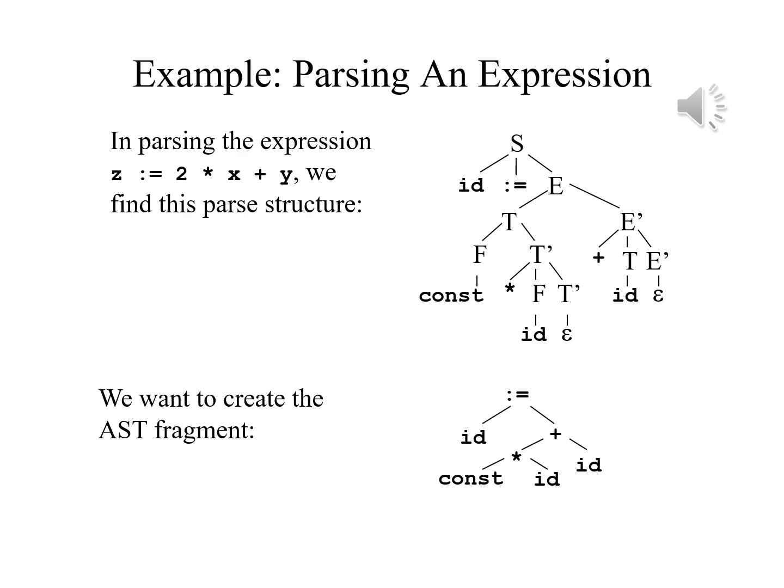You can see here that we have at the top of the abstract syntax tree fragment the assignment operator. On the left, the variable to which we are assigning a value. On the right, you'll see the plus sign indicating the addition of the product with the separate identifier. And on the left, the multiplication sign indicating the two numbers that we are multiplying together.